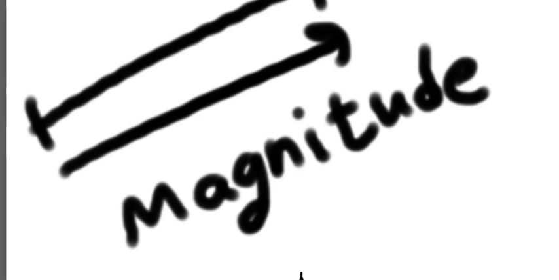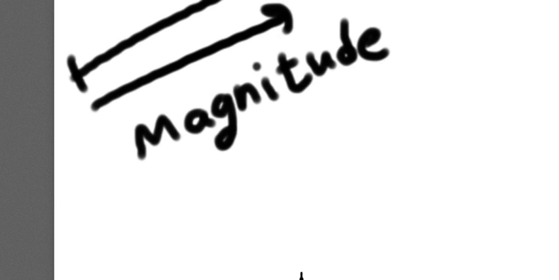It has the length of this line. That would be magnitude. So a vector has a magnitude. The vector also has a direction.